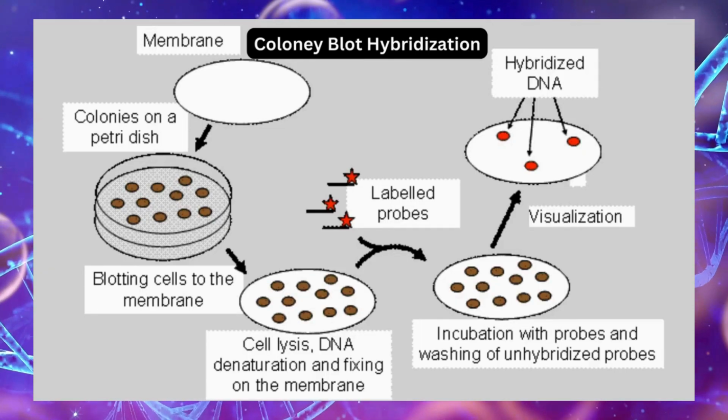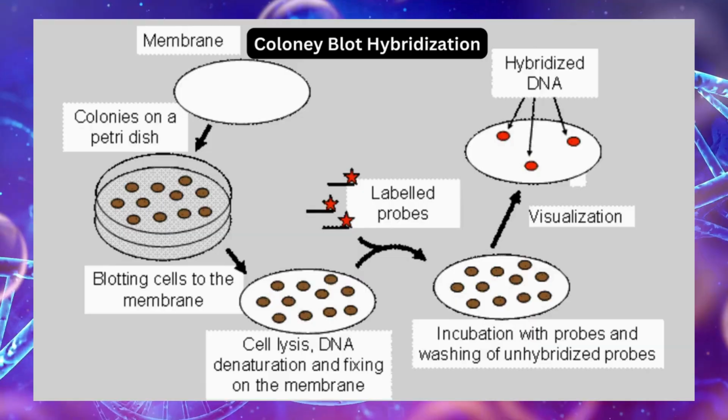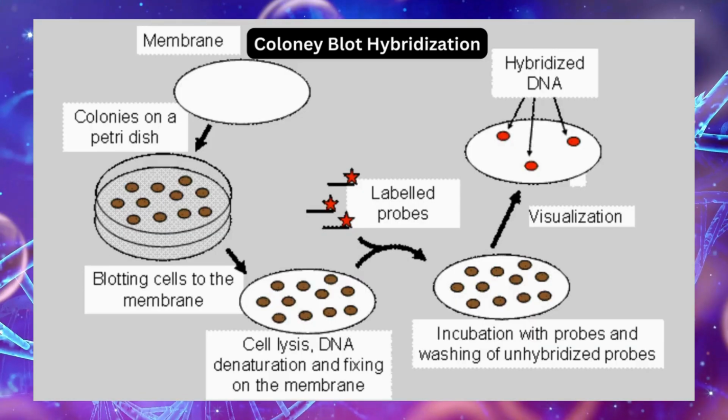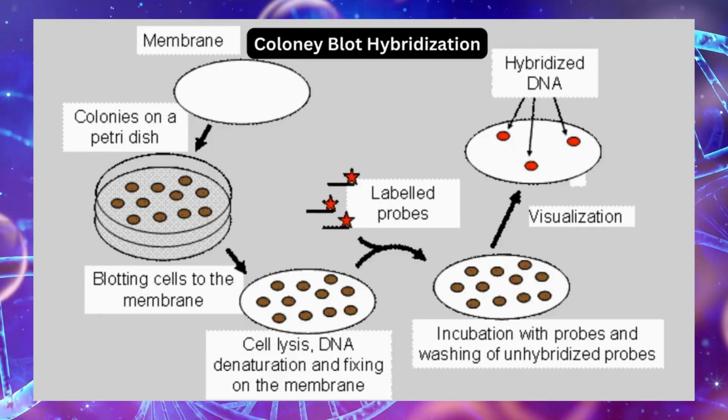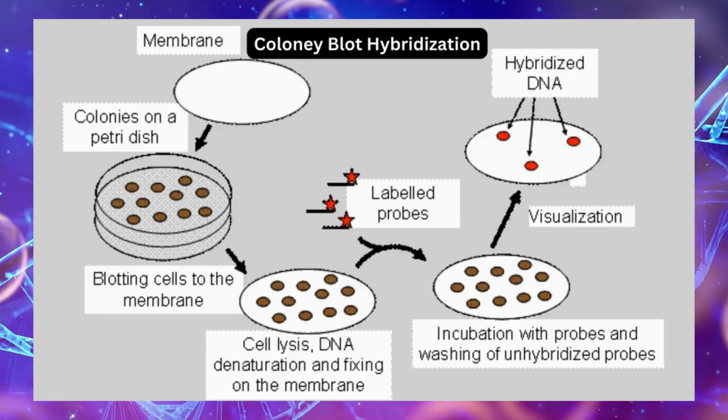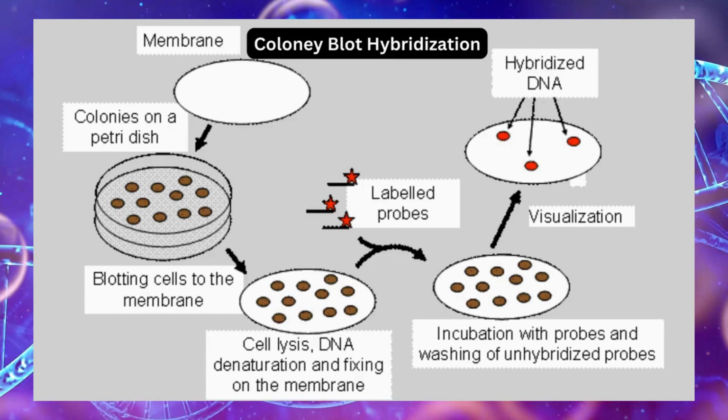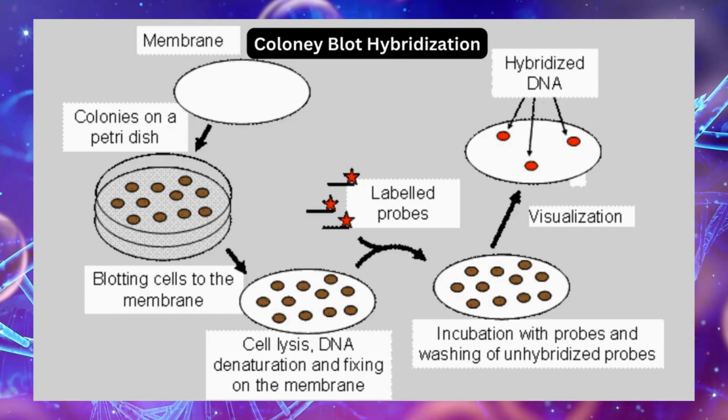To find a specific gene, a probe, that is a single-stranded labeled nucleotide sequence, can hybridize with the target gene. Once the probe binds, the specific gene can be identified, isolated, and further analyzed or cloned.